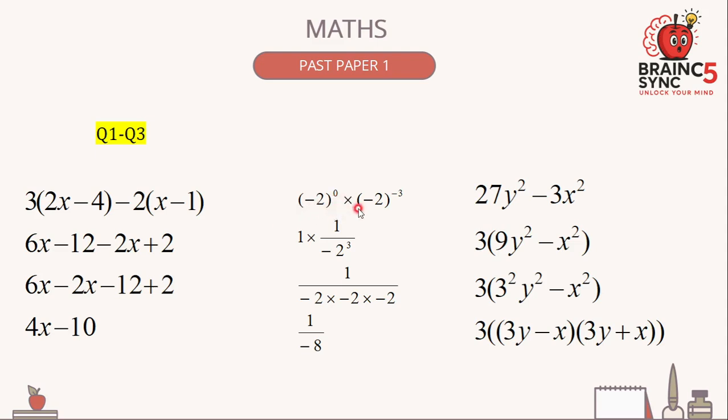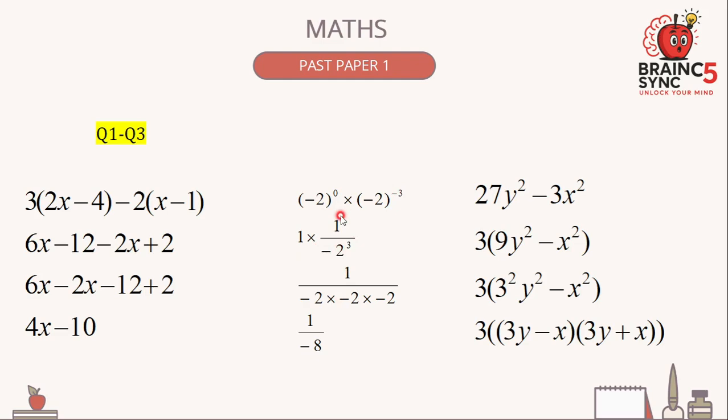For the next question, we have negative open bracket negative 2 close bracket to the power 0 times open bracket negative 2 close bracket to the power negative 3. What I did here is first solve this one. We have a power 0. Any number raised to the power 0 gives you 1. So our main focus here is this: multiply 1 by this, and you are going to end up with this here.